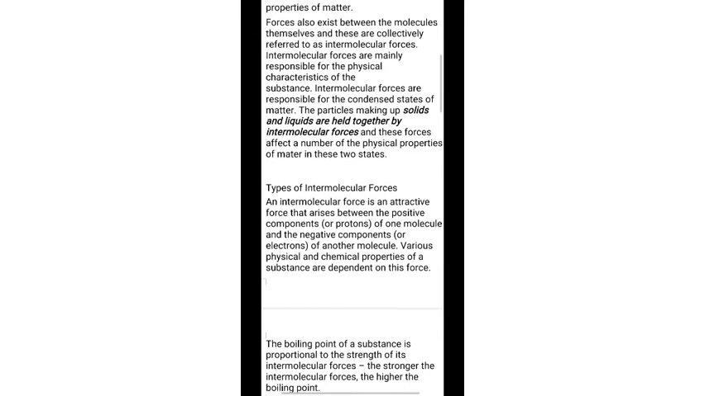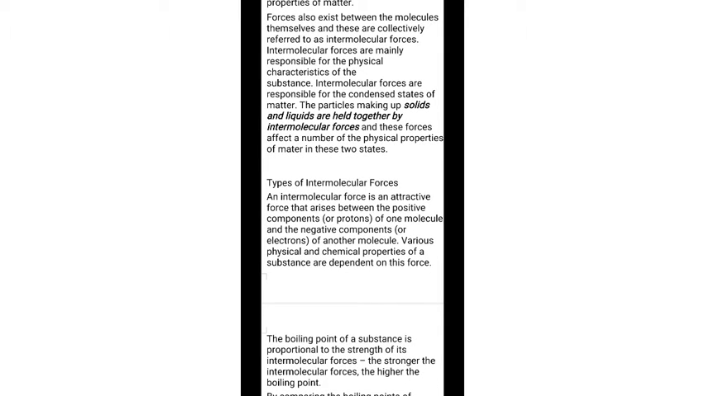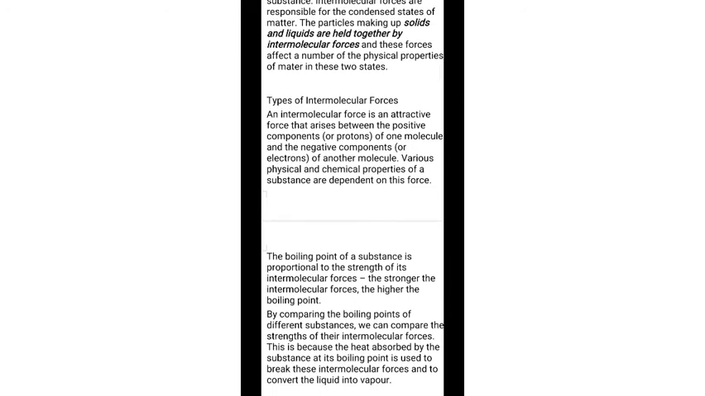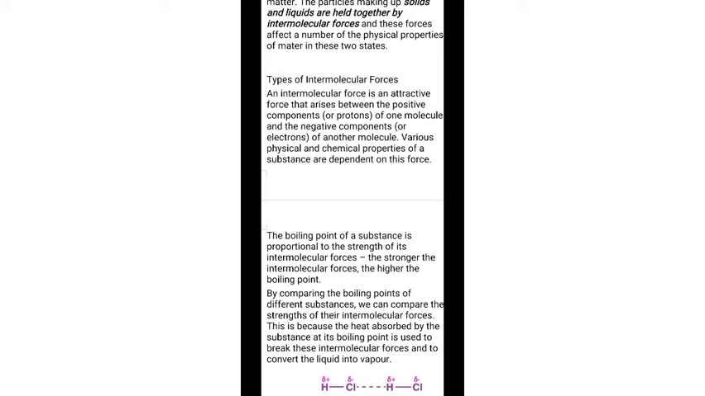The forces that exist between the molecules themselves are collectively called intermolecular forces. There are different types of intermolecular forces, so we'll see what the types are. They may be attractive forces or repulsive forces. For example, if there is a positive and a negative ion in a substance, then there is an attractive force. But if two particles are positive, then it is repulsive. Similarly, if two particles are negative, again repulsive. So there are attractive forces and repulsive forces, but we are going to deal with the attractive forces.